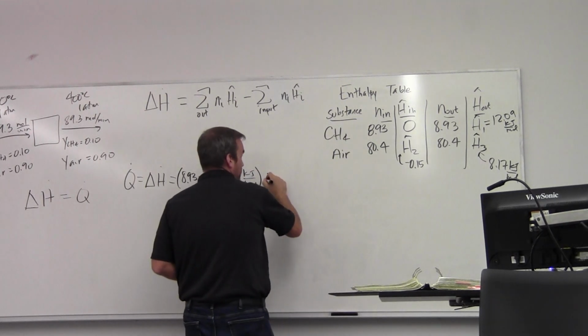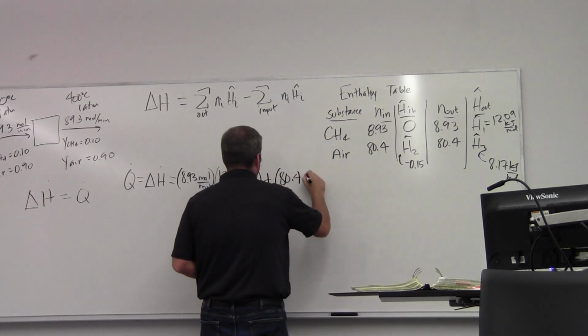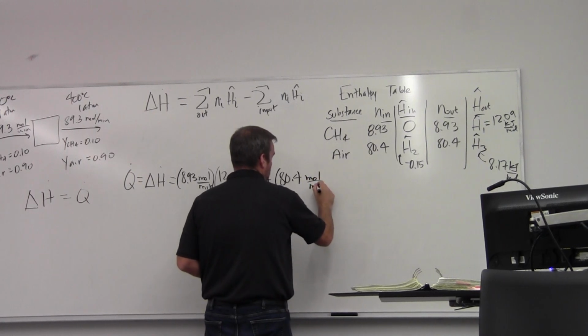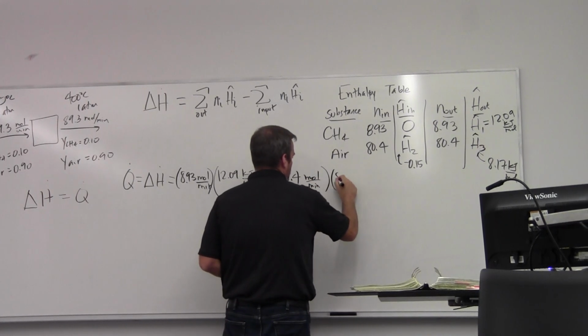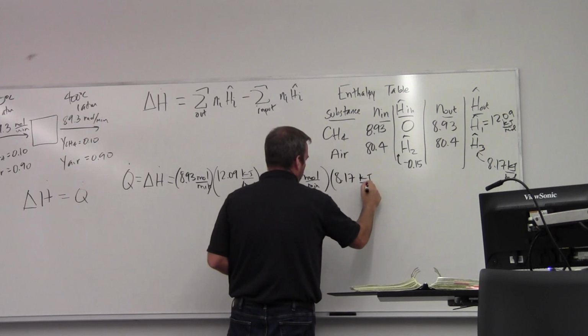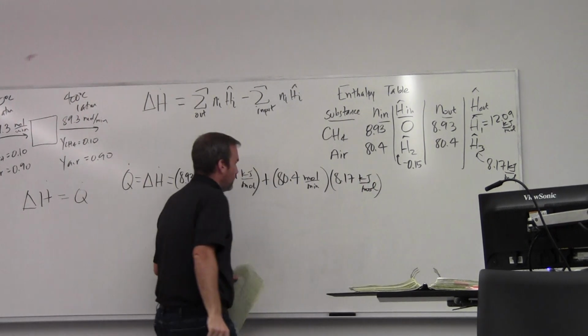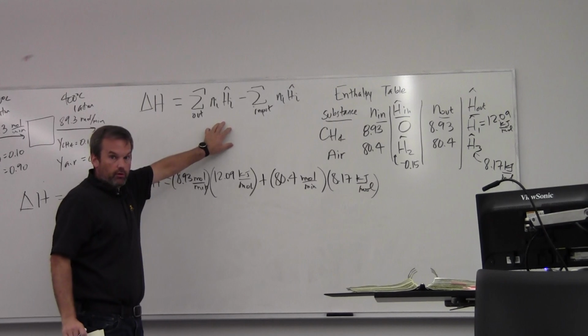All right, so that's 80.4 moles per minute times 8.17 kilojoules per mole. So that's the output, that's this portion.